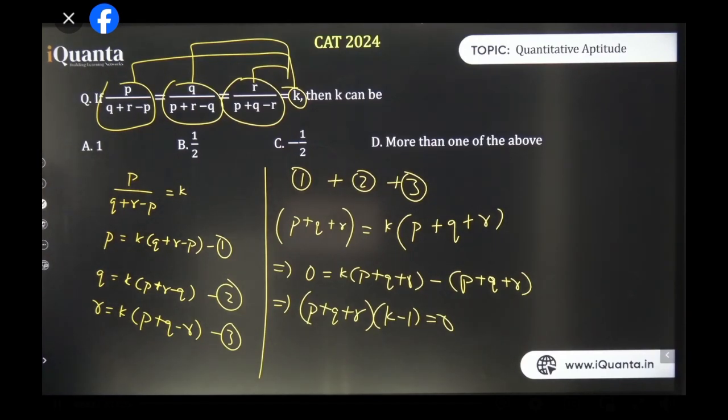Chintan, wait. Let me complete the steps. I wish that was a clever comment. Right? So I just took p plus q plus r common. Inside the bracket I have k minus 1. Look at this, everyone. Absorb the information, I'll wait for 20 seconds.